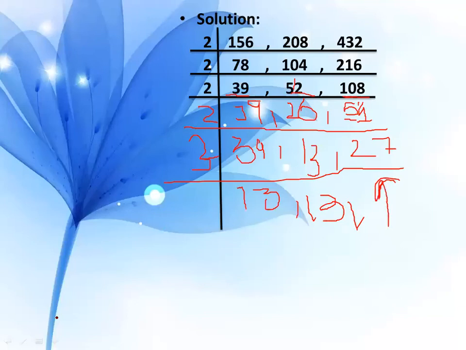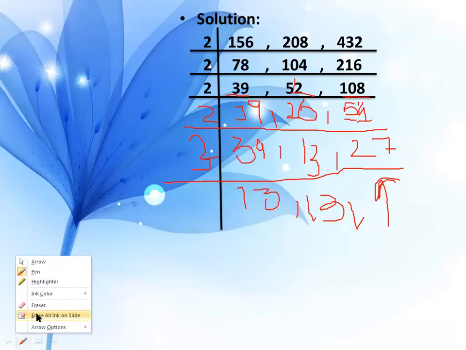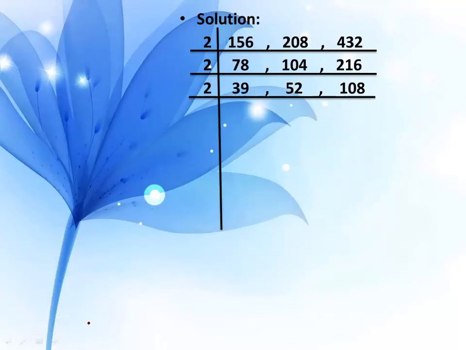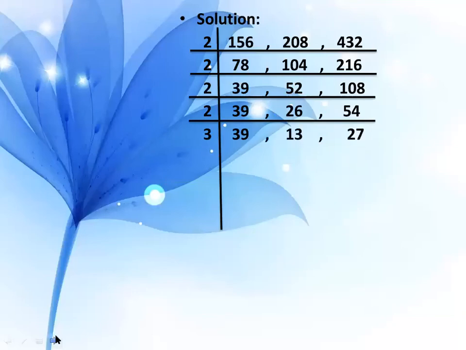Okay, I am erasing all these things so that it will not get messy. So here is the answer. Now what you have to do, you have to divide this 39 and 27 by 3, and you will get 3 into 1 is 3, 3 into 3 is 9. You will copy 13 here, and then 3 multiplied by 9 will become 27.